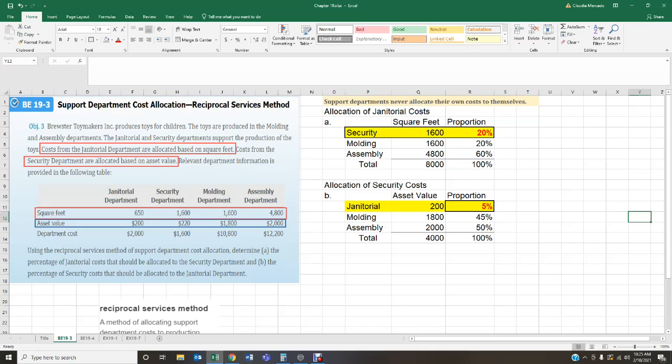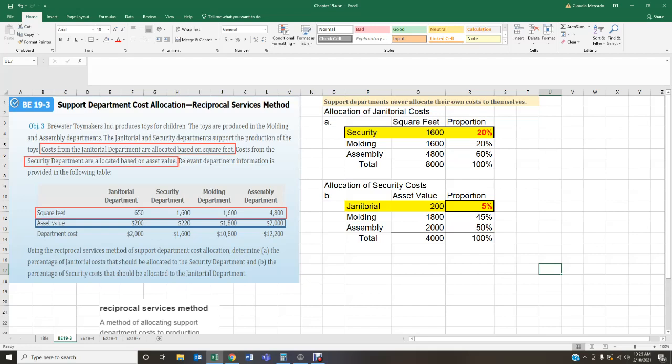The allocation is driven by the asset value. The higher your asset value, the higher your allocation. So that is what they're asking us to do here. For the two requirements, letter A, the percentage that will be allocated to the security department will be 20%. That's your janitorial cost. The security cost to be allocated to your janitorial services will be 5%. And of course, you've got the data for the other departments as well, in case management decides they want to know that information.